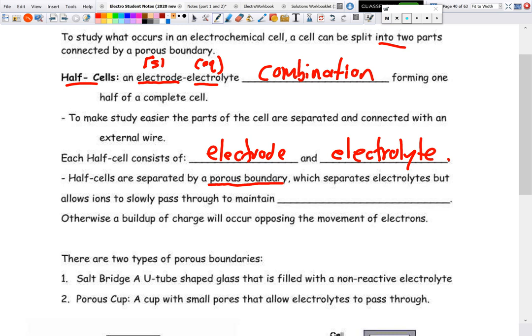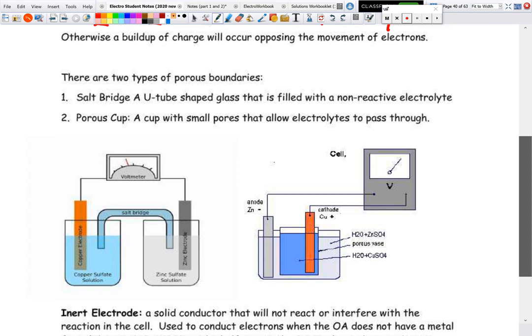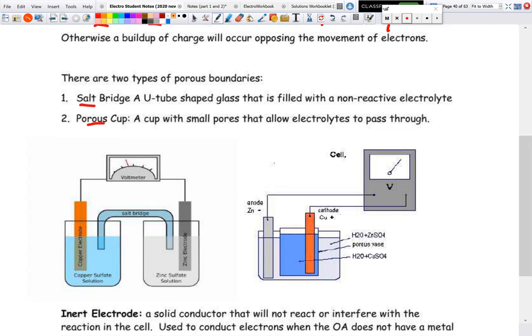This is because if we have our oxidizing agent and reducing agent touching, you're not going to generate electricity because they're just going to react when they come in contact with each other. So we need to physically separate them. That's why we have a porous boundary. And that's going to separate the electrolytes and allow ions to slowly pass through to maintain electrical equilibrium. So this is why we're not going to build up a charge on any side of our half cell. Now the two types of porous boundaries that we're going to separate stuff by is something called a salt bridge, and the other one is a porous cup.